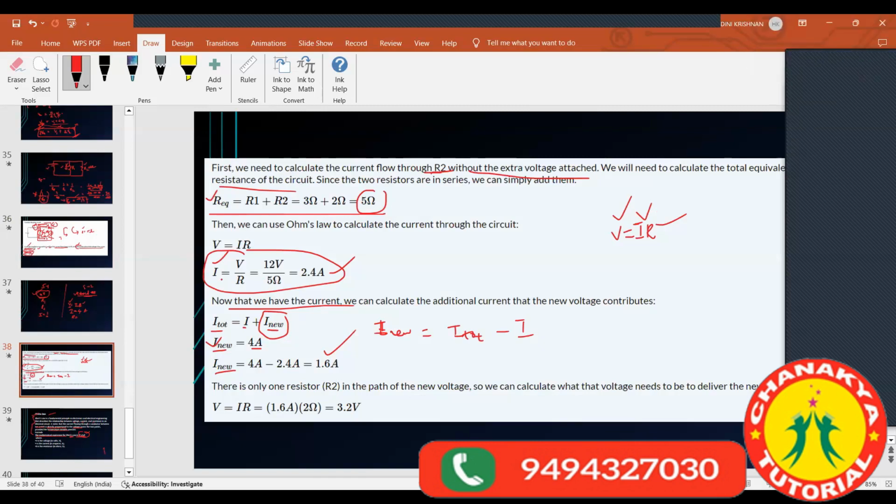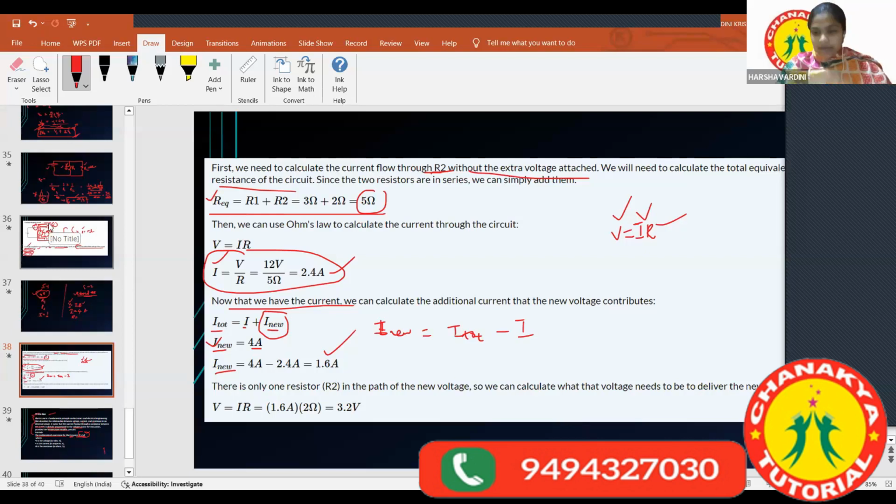Ma'am, do we need to calculate the current passing through A and B also? Can you tell what is A? I think I was absent that day. Ampere. Any guesses, anybody? Ma'am, because we need to calculate the current which is passing through A and B also. Partially correct.